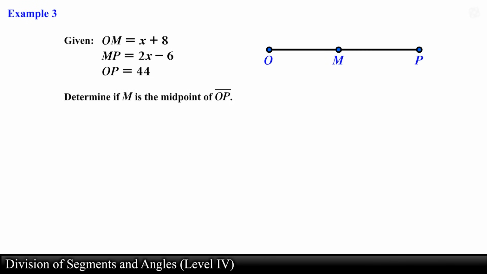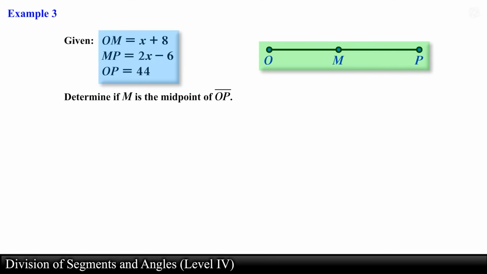Given that the length of segment OM is equal to x plus 8, the length of segment MP is equal to 2x minus 6, and the length of segment OP is equal to 44. Determine if point M is the midpoint of segment OP. In this problem, we are provided with a diagram of a line segment along with some algebraic and numerical expressions, which represent the lengths of 2 smaller line segments. We are asked to determine if a point represents the midpoint of a line segment.